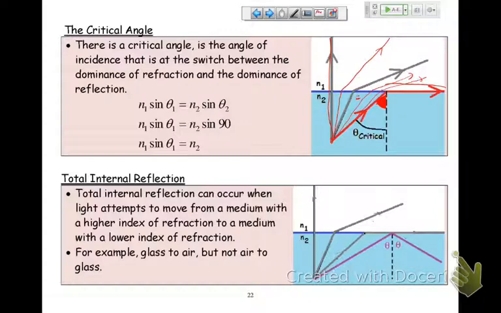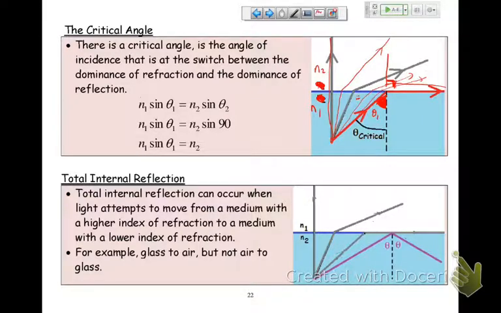So what we say is that n1 sine theta 1 equals n2 sine theta 2. So n1 sine theta 1, this is my theta 1. This is n2, and this is n1. Can you change that on your diagram? So n1 sine theta 1 equals n2 sine 90, because if you think about it, that's 90 degrees.